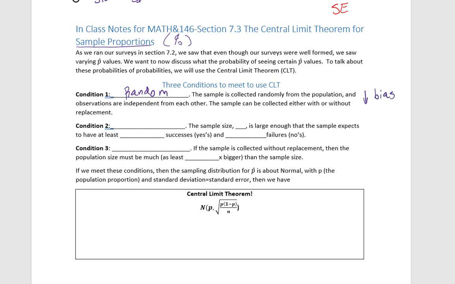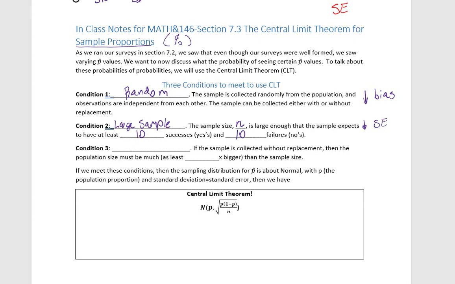The second thing is that we need to make sure that we have a large sample. That's going to reduce our standard error. So a large sample size, which by the way we call n, is going to be large enough that we have at least 10 successes and at least 10 failures.